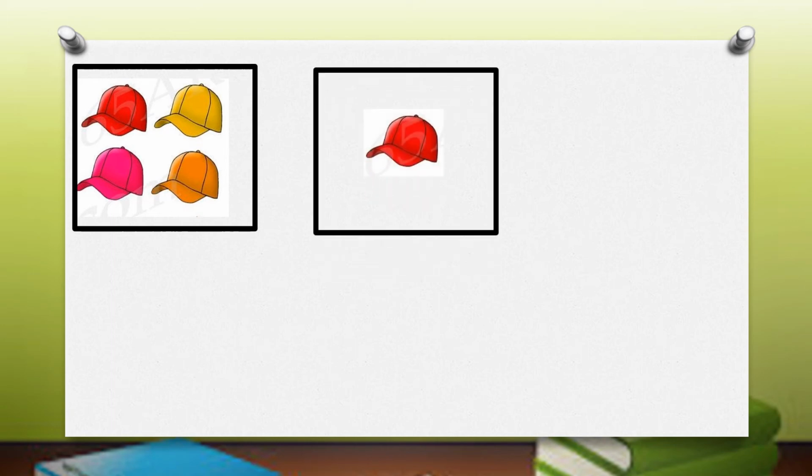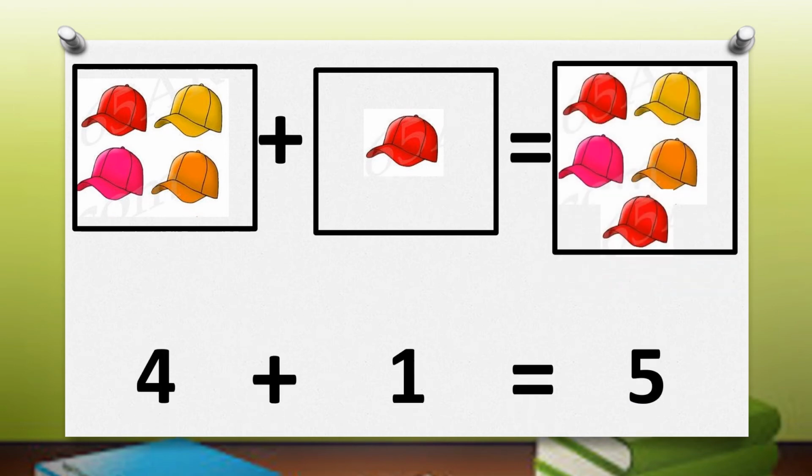In the first box, there are 1, 2, 3, 4 caps. And in the second box, there is 1 cap. Now we need to find the total number of caps. And for that, we need to add. So let's count the caps. 1, 2, 3, 4. 4 caps plus 1 cap is equal to 5 caps. So 4 plus 1 is equal to 5. So children, here you will see that 5 comes just after 4. Therefore, 5 is the successor of 4. So whenever we add 1 to any number, we get the number just after the given number.